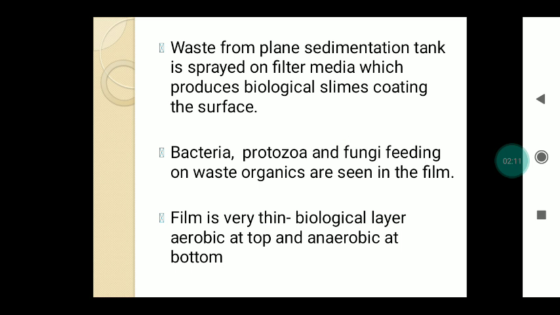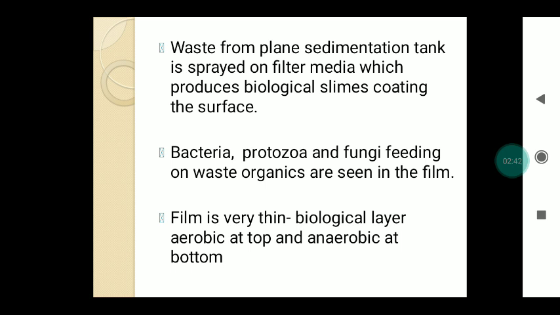In the trickling filter, the wastewater from the plain sedimentation tank is spread over the filter media like pebbles, which produces biological slimes coating the surface. That means a thin film is formed around the filter media, and this film contains bacteria, protozoa and fungi which feed on the waste organics.